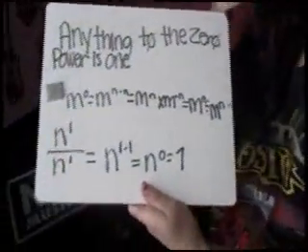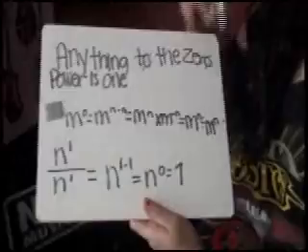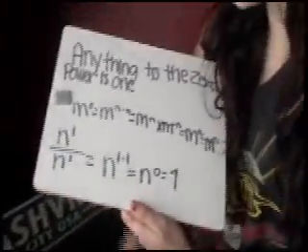Zero exponent. Okay, so first off, anything to the 0 power is 1. That'll always be the answer. Okay, let's look at this example. So this is the example, and it equals 1, but let me explain why.